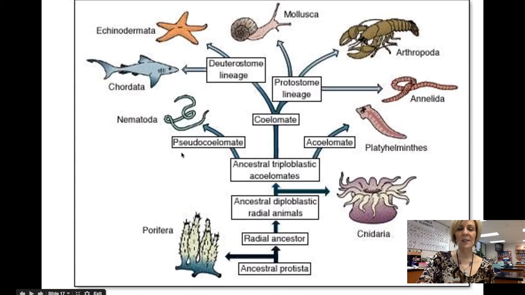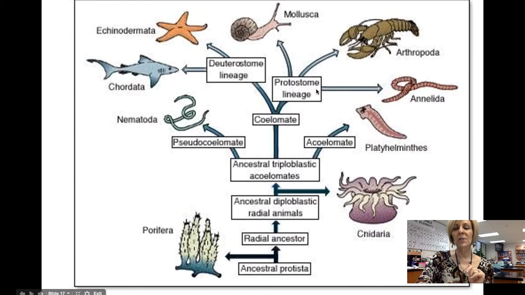Our pseudocoelomates, remember, these have a false coelom, so they do have a body coelom, but it's not completely surrounded by mesoderm, and these would be like nematode worms. Some of these are important parasites as well. And then we have our coelomate organisms. So this is a true body coelom, completely surrounded by mesoderm, a body cavity. So now we're expecting to see organs in this body cavity. And then we have the two great divisions of the animal kingdom.